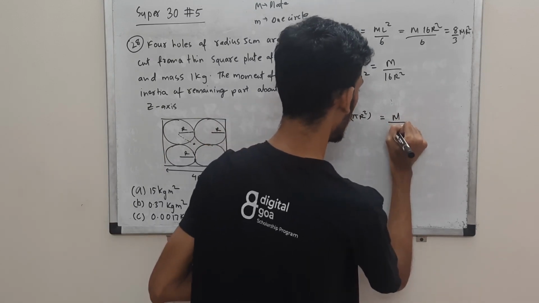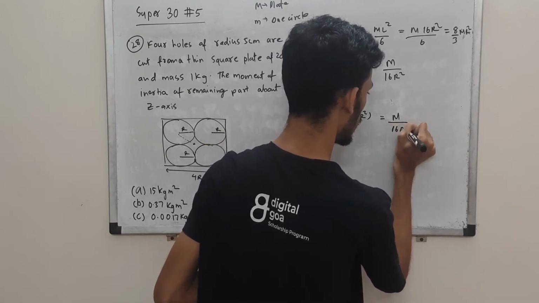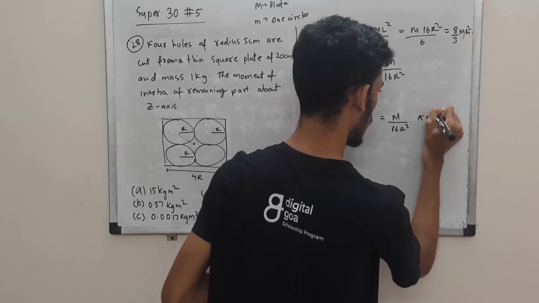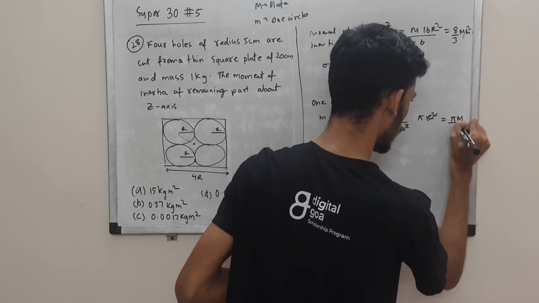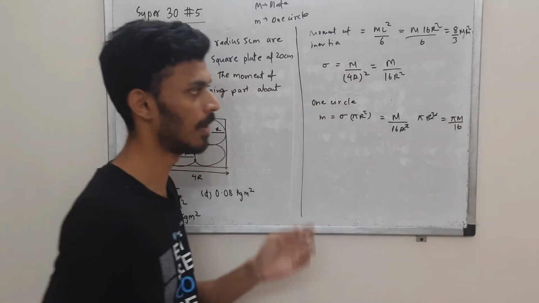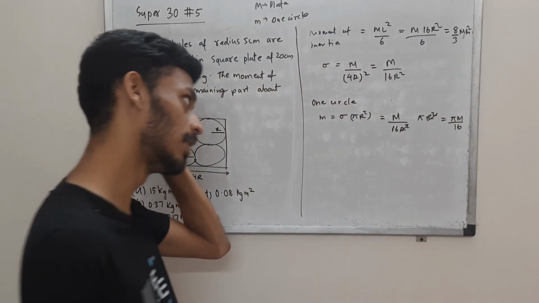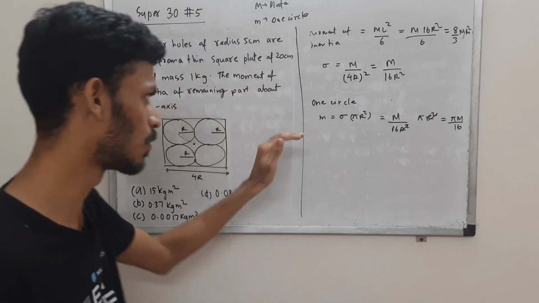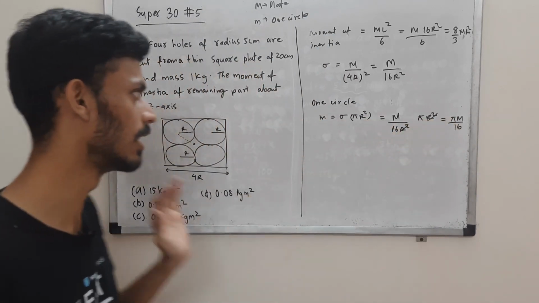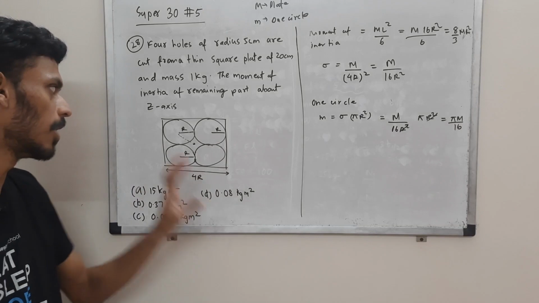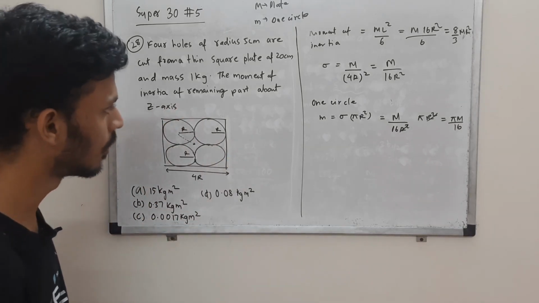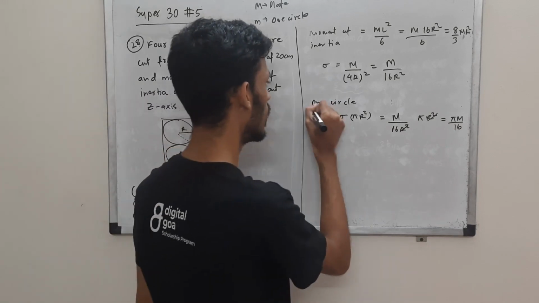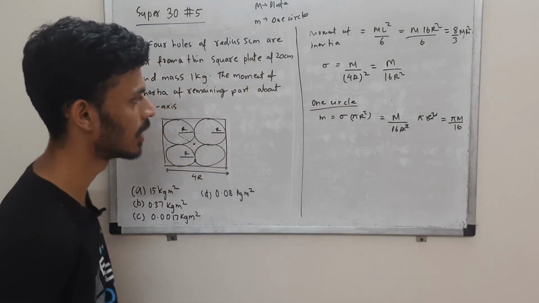So here we have 16 r square into pi r square. R square cancels with r square. We have the mass of a single circle, small m, as pi capital M by 16. This is for one circle. You can multiply it by 4 to get the mass of the 4 circle elements, but for now let's keep the discussion with one circle only. We'll do it while calculating the moment of inertia.